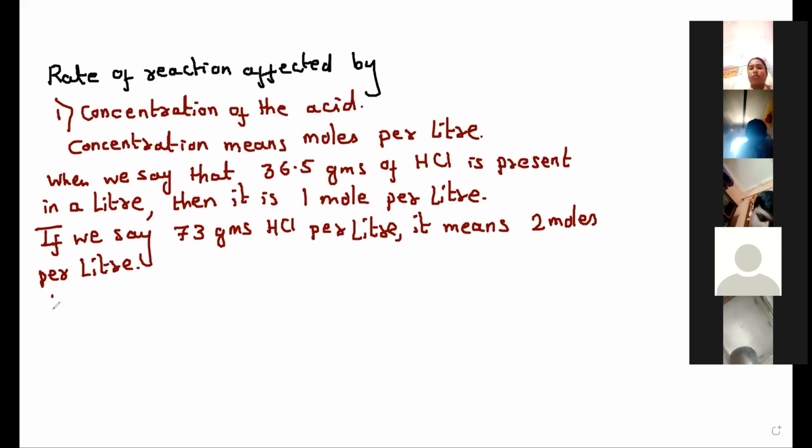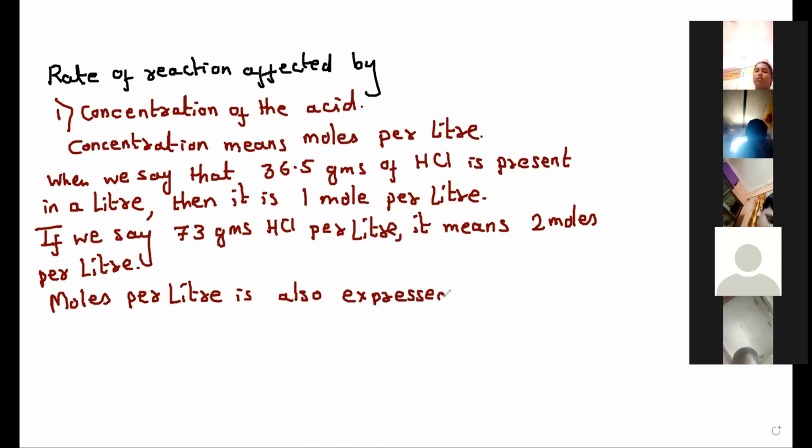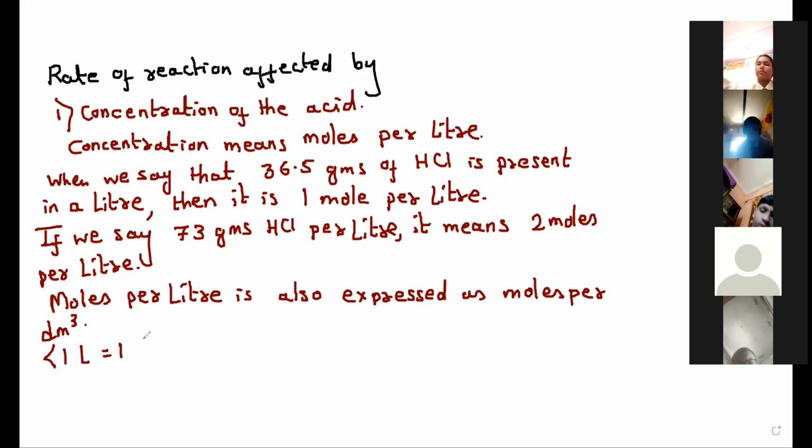Moles per liter is also expressed as moles per dm³. And you should remember 1 liter equals 1 dm³ equals 1000 ml equals 1000 centimeter cube. Please remember this. Don't forget.